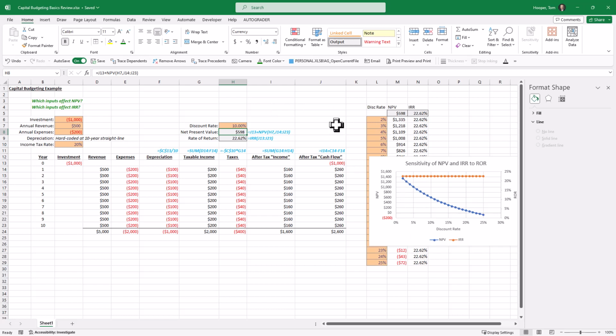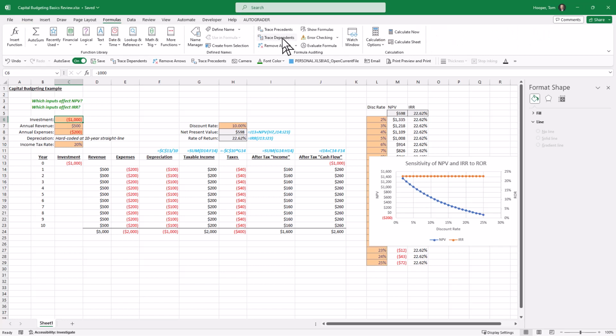A totally different way to get at these two questions of which affects NPV and which affects IRR would be to pick an input, go up to formulas and trace what depends on that. So what depends on the investment? Well, the investment in the table. Trace dependence again. It affects depreciation, and it affects that after-tax cash flow.